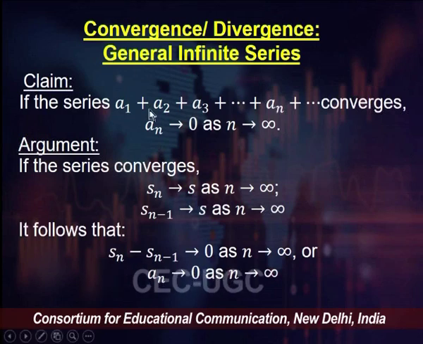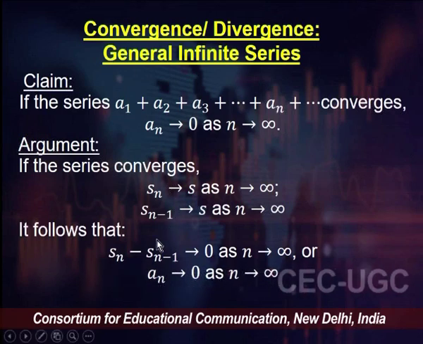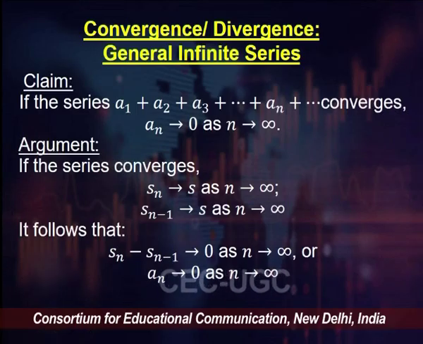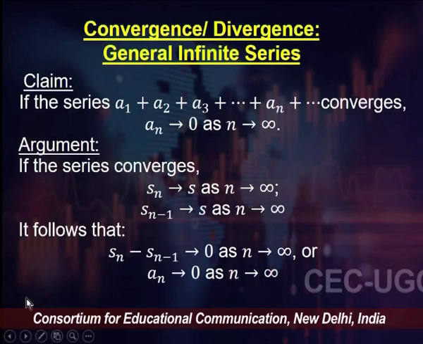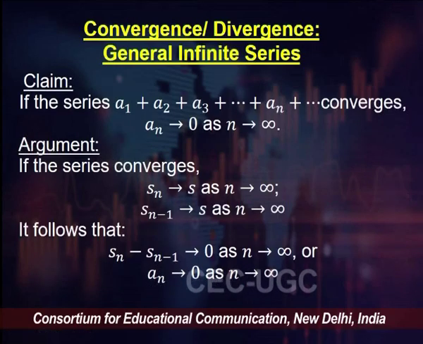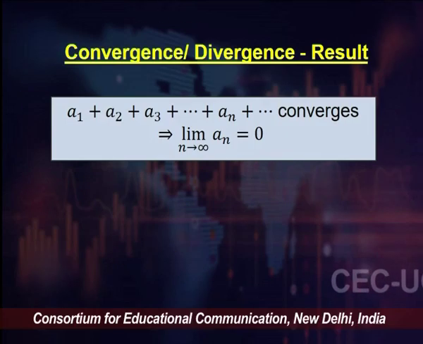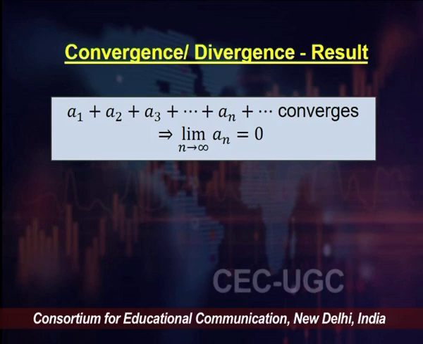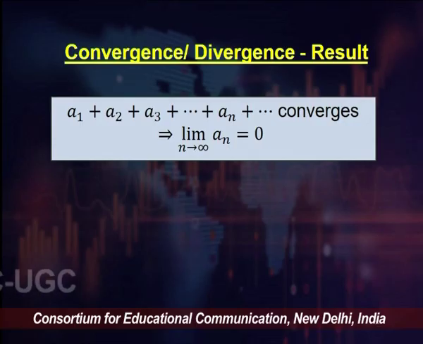And if I have these two criteria, then it follows that S sub n minus S sub n minus 1 will tend to 0 as n tends to infinity. Now, what is S sub n minus S sub n minus 1? It is nothing but the nth term. The nth term tends to 0 as n tends to infinity. So, our result here is that if our general infinite series a1 plus a2 plus a3 and so on to an and so on converges, then it must necessarily be true that in the limit the nth term tends to 0.